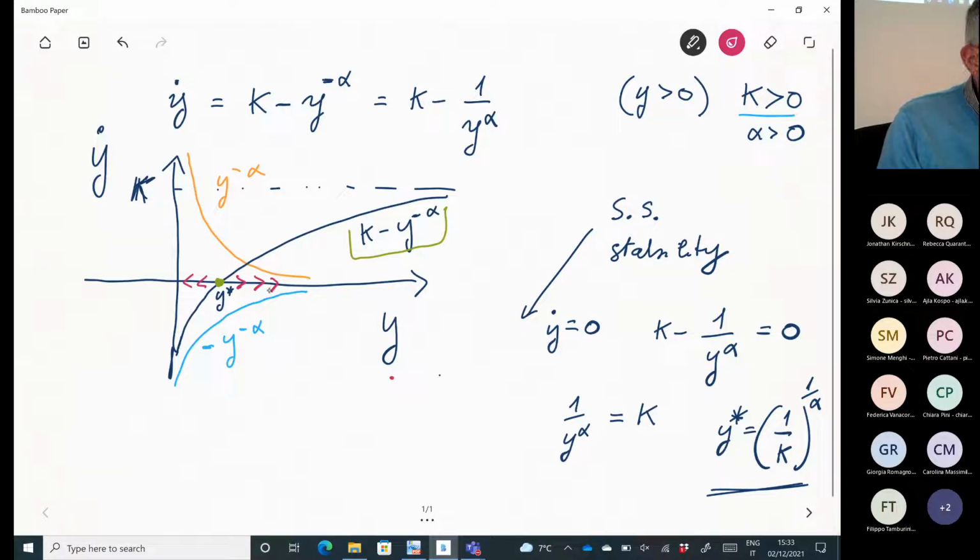And the reason why the arrows will be like this is that on the right of y star, the time derivative is positive. And this means that the quantity will increase over time. On the left of y star, the time derivative is negative, and our quantity will decrease over time. And it is clear that the movement will be away from the steady state. Okay?